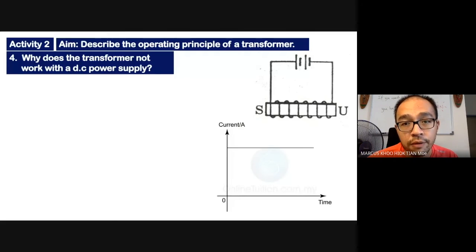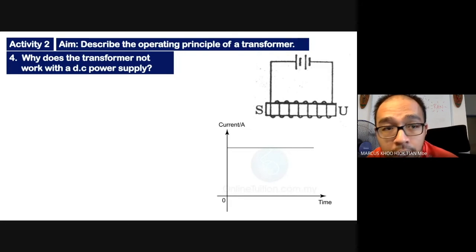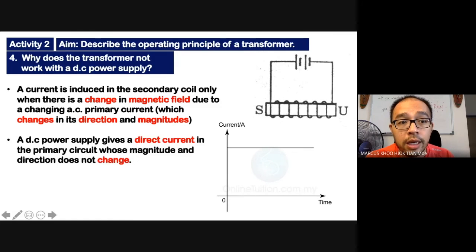So let's finish with this. Let's finish this activity 2. Why does the transformer not work with a DC power supply? Because a current is induced in the secondary coil only when there is a change in magnetic field. If there is no change in magnetic field, then there cannot be an induced current.